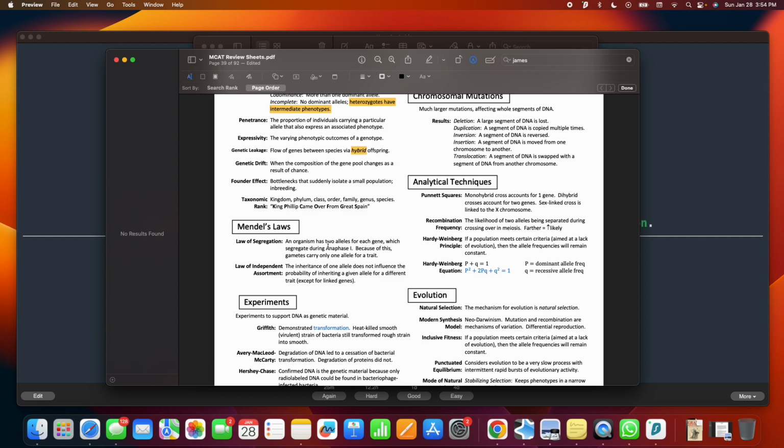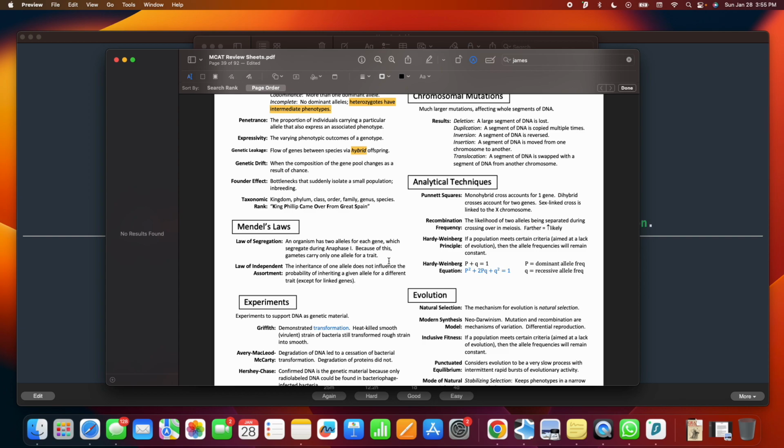So those two alleles for each gene segregate during anaphase 1. One of them goes to one gamete, the other one goes to the other one. Because of this, gametes carry only one allele for a trait. So what does that mean? Each gamete has one allele for a trait, not two. You only have long hair, not short hair. That's the law of segregation.